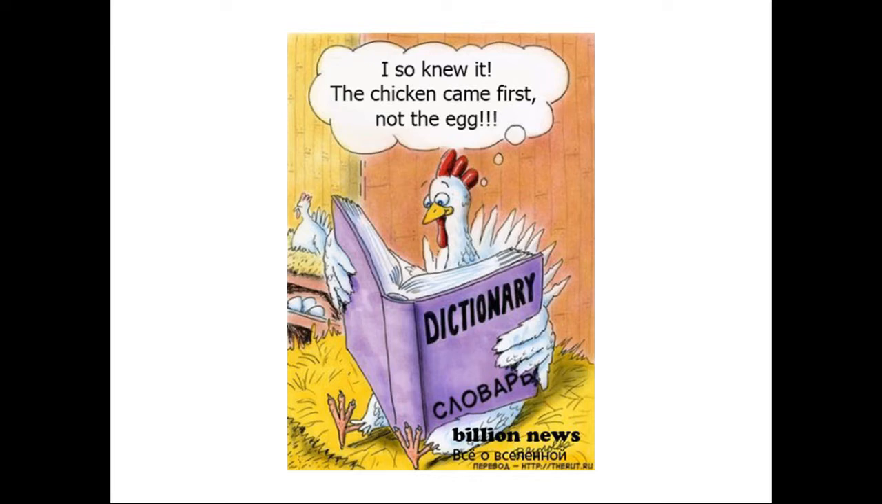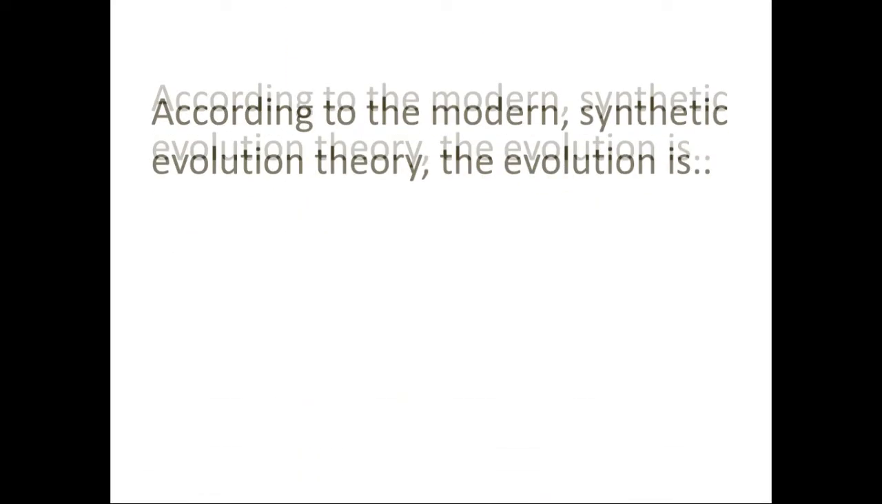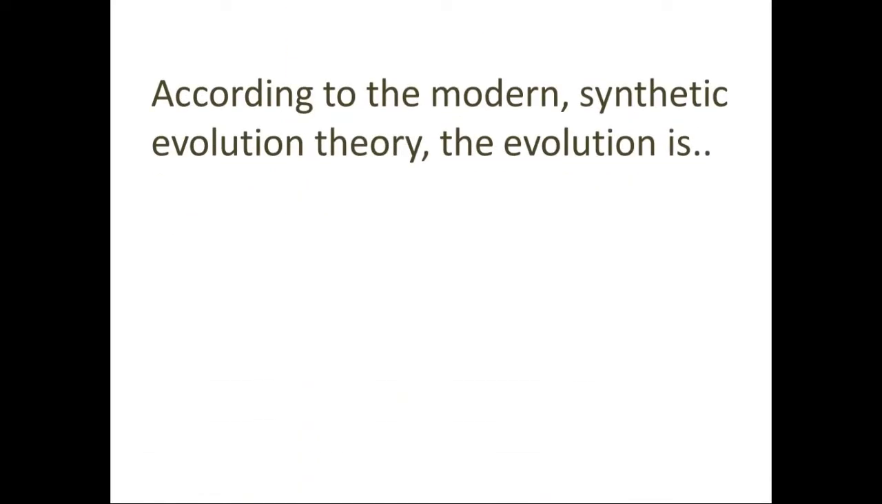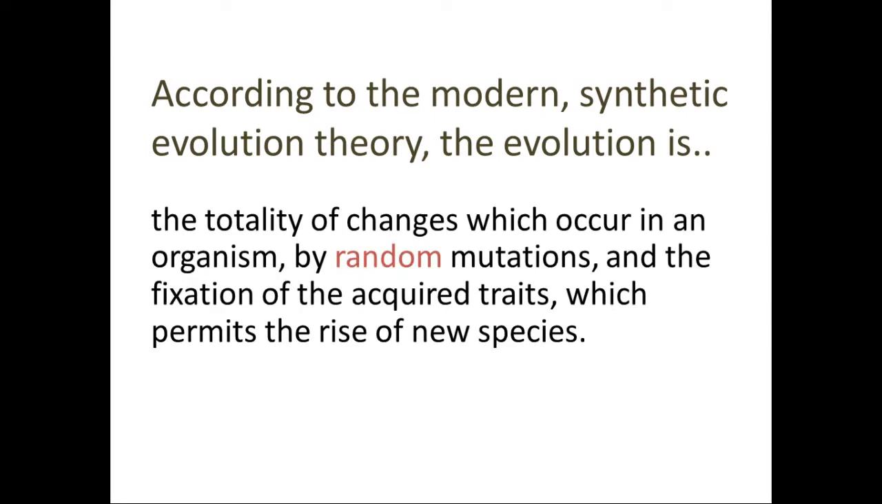Yes, some specific and individual points which this theory makes are really consistent, such as the environment's influence on the development of a living organism. Nevertheless, when one starts to put together the picture provided by Darwinists or by any other theories and their followers, and compare this picture with the observed reality, to put it mildly, questions begin to arise. According to modern synthetic evolution theory, the evolution itself is the totality of changes which occur in an organism by random mutations and the fixation of such acquired traits, which permits the rise of new species. But is this so? Let's find out.